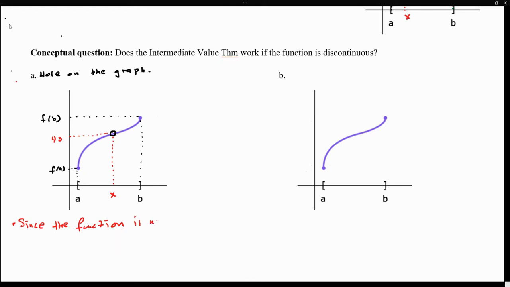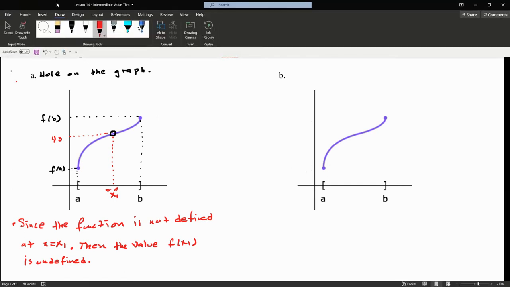is not defined at, well, let me call this x. Let's actually call this x1. At x equals x1, then the value f of x1 is just undefined. So notice that this is why the function needs to be continuous, or else we can encounter situations of this form.